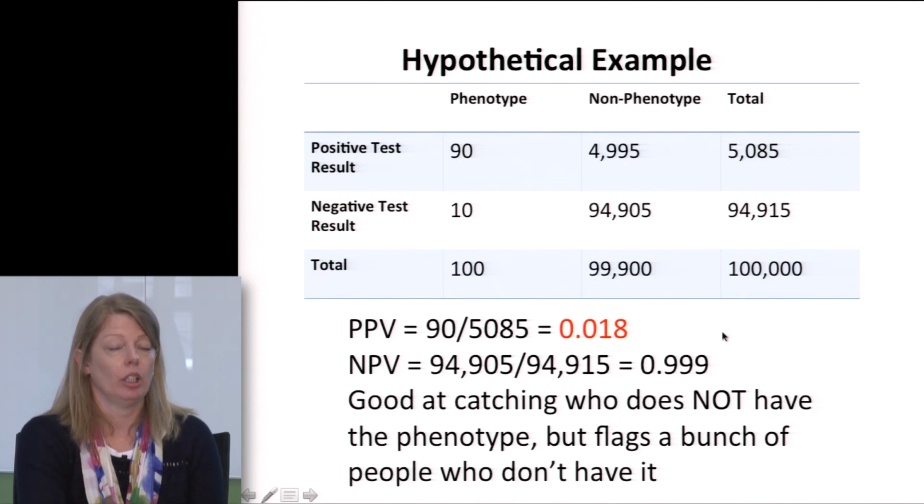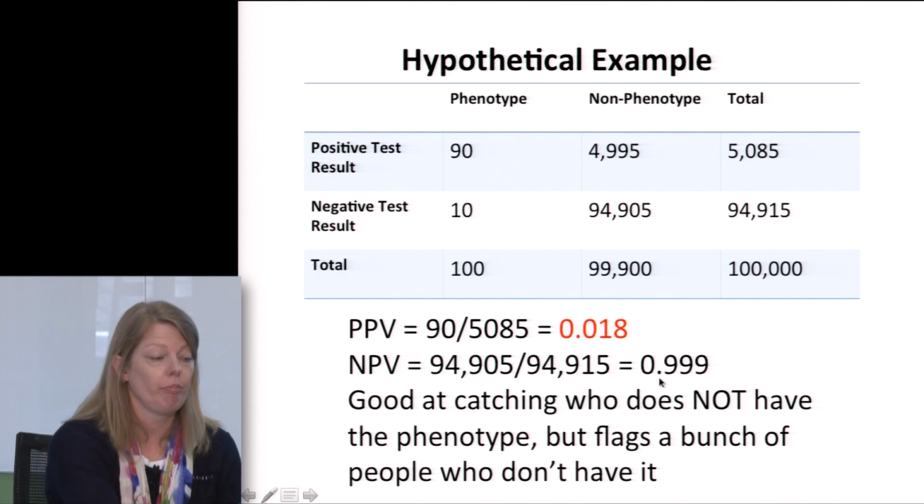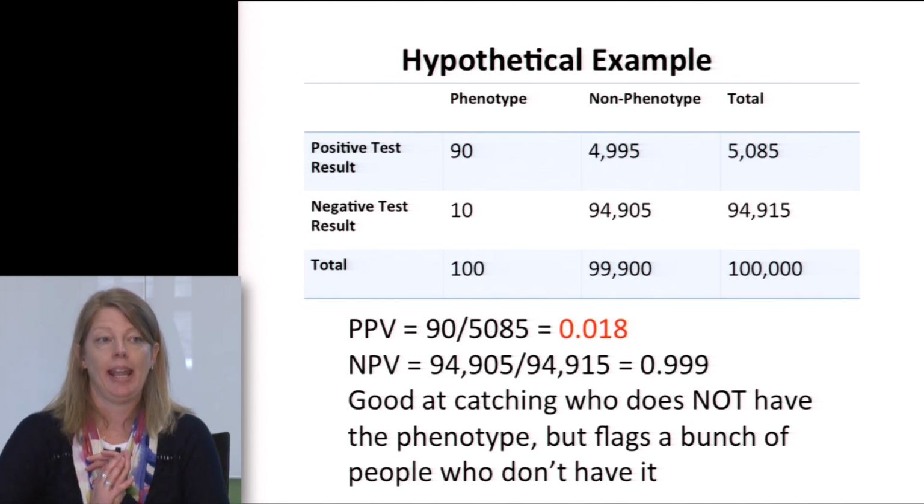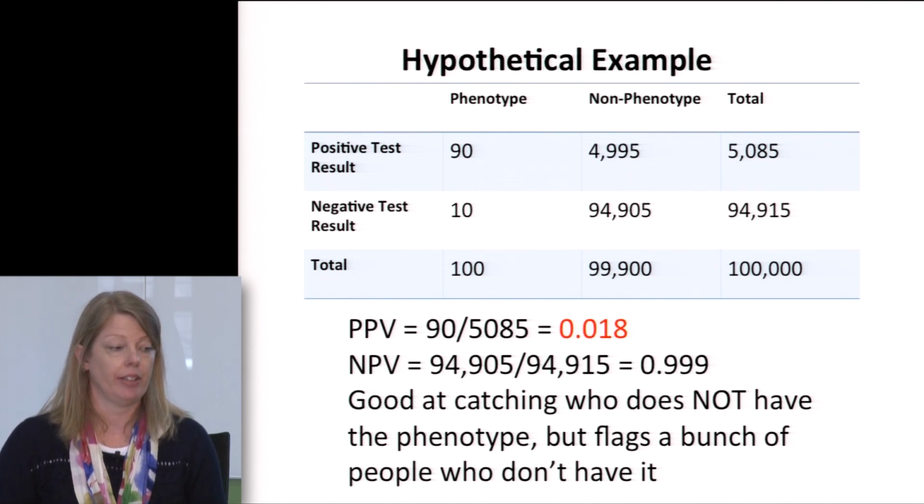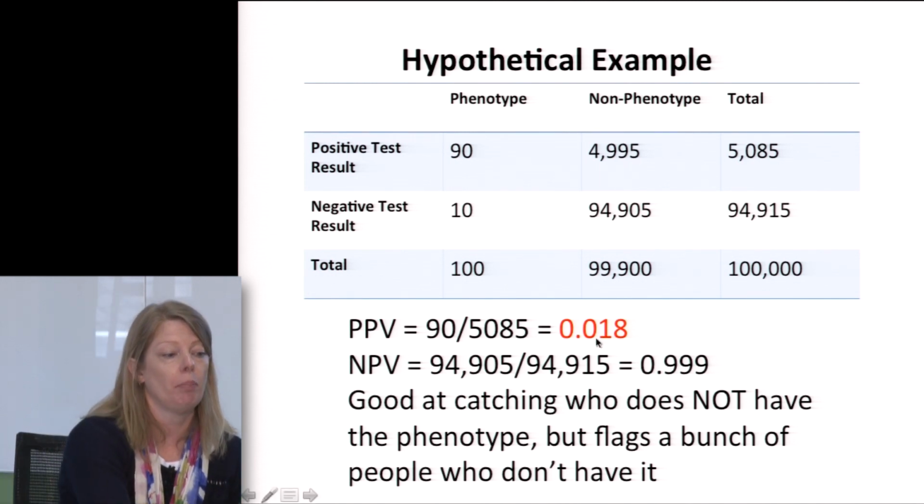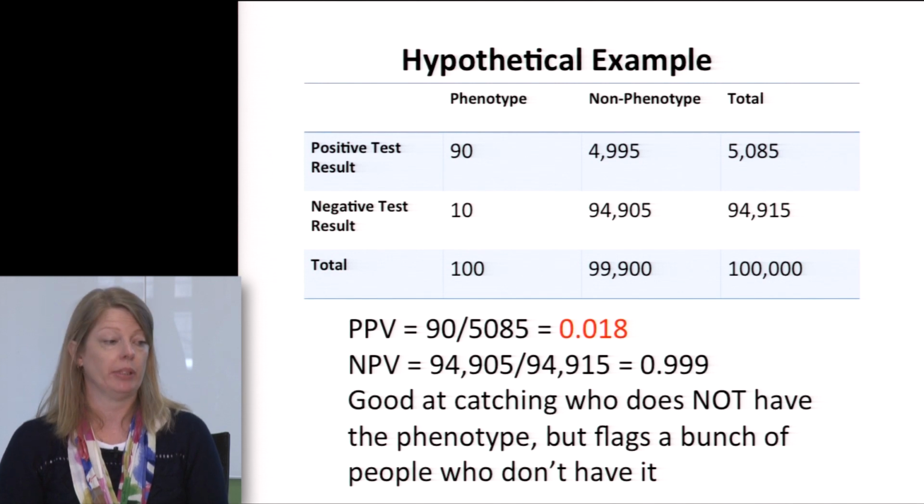So this test that looked like it had great sensitivity and specificity, if you look at it in this light, you have a great negative predictive value. You're catching almost everybody; those the test says don't have the phenotype do not have the phenotype. You're great with that, okay? But your positive predictive value is not looking so good. You're at like 1.8% here.